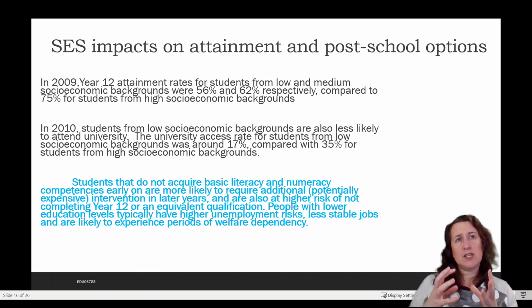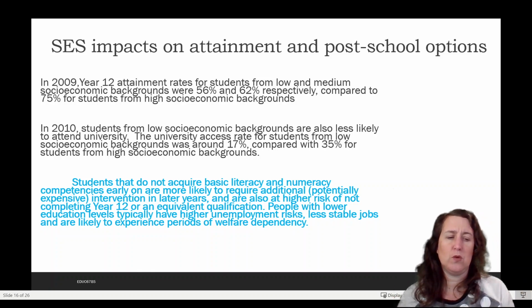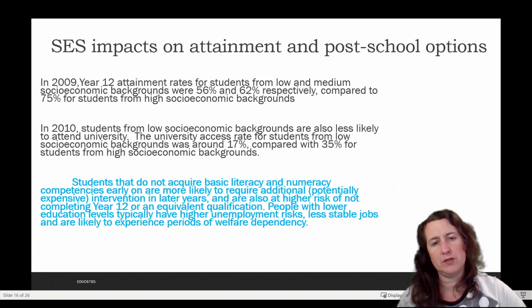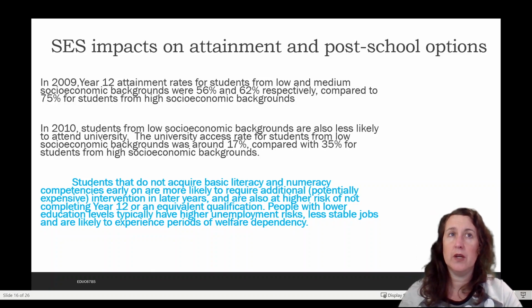So there is a relationship between school achievement and post-school options, and how likely your life is to go well and you hold down a stable job or get university or other post-school qualifications. And the less likely you are to experience periods of welfare dependencies.